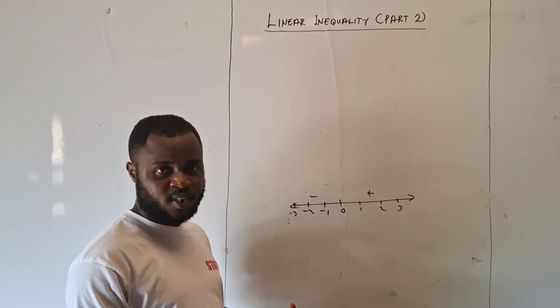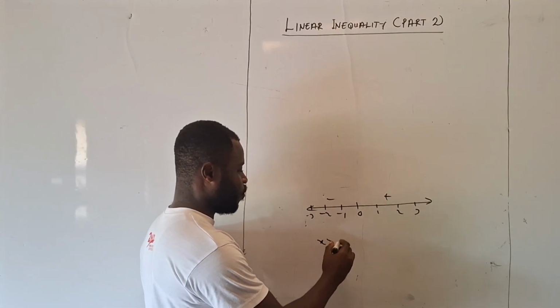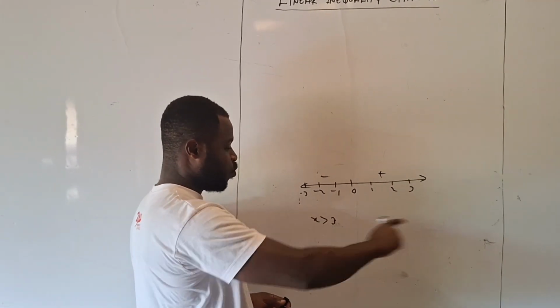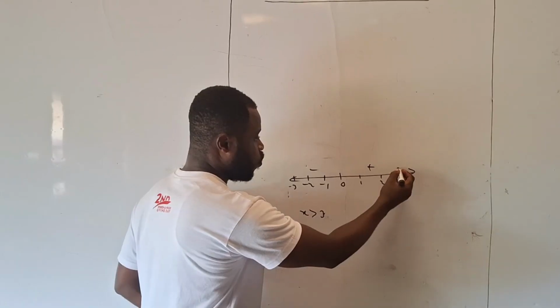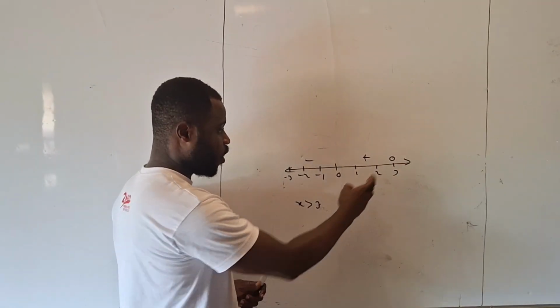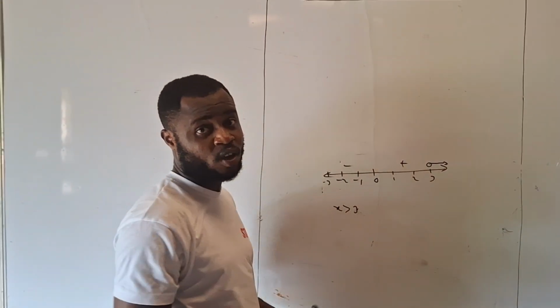And what you have to understand is, when we get an answer, like maybe x is greater than 3, you see where the sign is going? The sign is going right. So you are going to draw your circle on the 3. Then you show the arrow to the last part of the number line you have drawn.